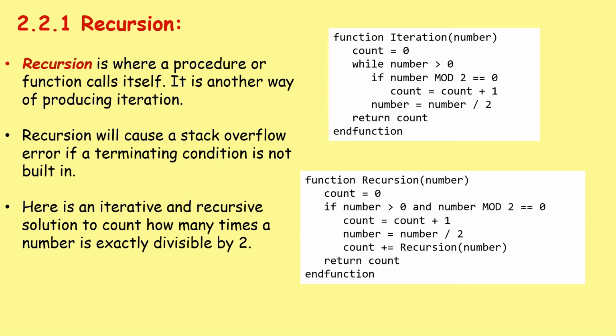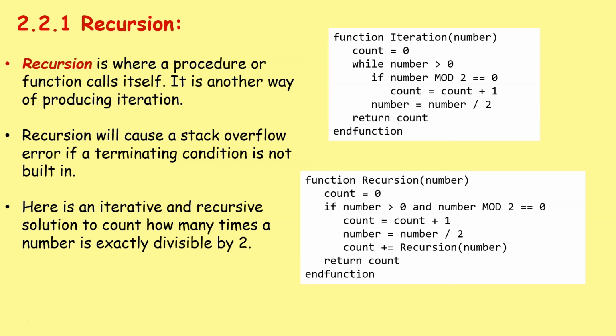If the number is greater than 0, and the number can be exactly divisible by 2 in that it has no remainder, we add 1 to the count, we divide the number by 2, and then we say count equals count plus we call the recursion function again, passing it the value of number. So until that if condition is falsified, it will keep calling recursion over and over and over again, counting up how many times things can be divided by 2.